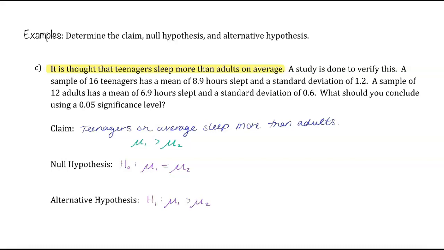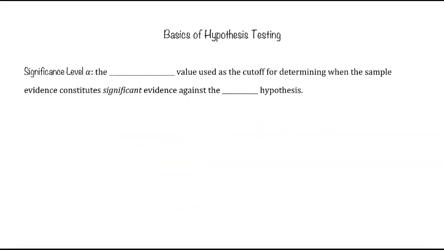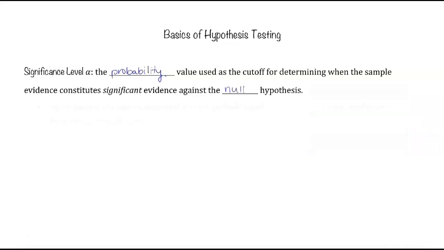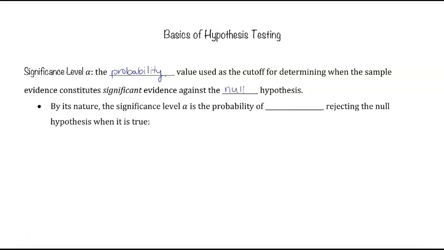Now we need to add some more vocabulary surrounding hypothesis testing. Alpha is our significance level. It's the probability value used as the cutoff for determining when the sample evidence constitutes significant evidence against the null hypothesis. In other words, we let the null hypothesis stand as true unless proven otherwise. By its nature, the significance level alpha is the probability of mistakenly rejecting the null hypothesis when it is in fact true. In other words, we could write that the significance level alpha is equal to the probability of rejecting H0 when H0 is true.